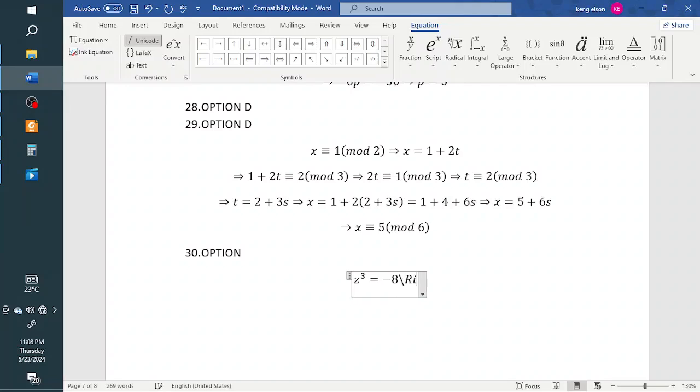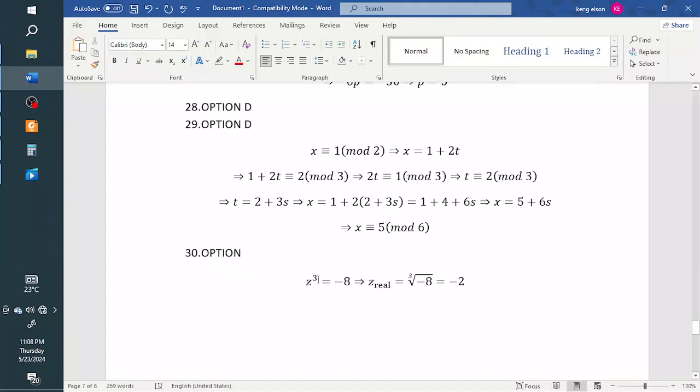It means that the real solution, I'm going to call it z real, is just the cube root of negative 8, because there are normally supposed to be 3 solutions: 1 real and 2 complex. So the cube root of negative 8 is negative 2.